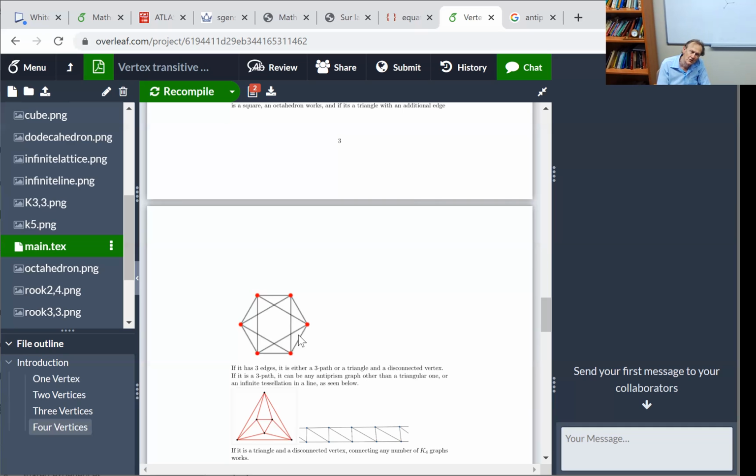Five vertices, the 4 path, that's the one we don't know about, isn't it? 5 vertices and a path of length 4. Yeah, it's 4 edges.